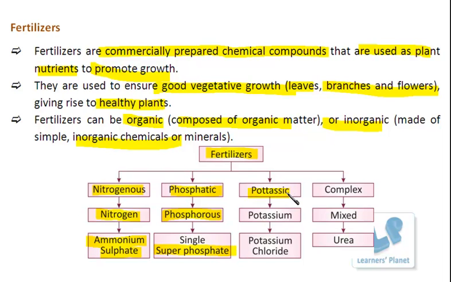Then comes the potassic. As the name suggests, it provides potassium for the growth of the plants, and the example is potassium chloride. Then come the complex fertilizers. Usually these complex fertilizers are of mixed type. They are usually organic also. Inorganic can be there, but they provide multiple types of nutrients to the plants. And since I'm saying it is organic, one example is urea. Urea is an example of a complex organic fertilizer, and it is rich in nitrogen content. It provides nitrogen to the growing plants.